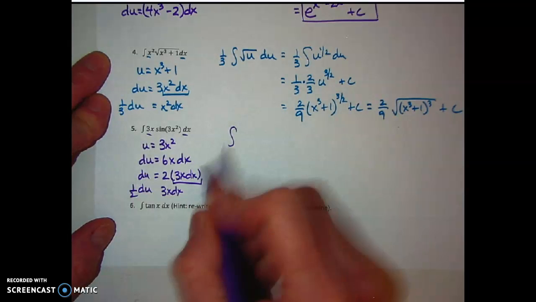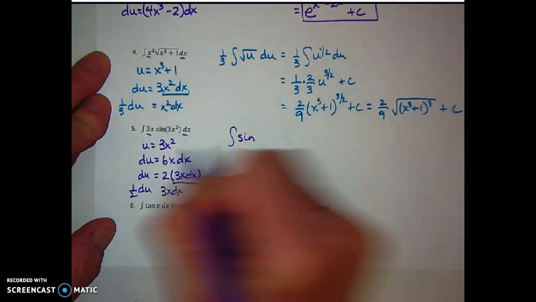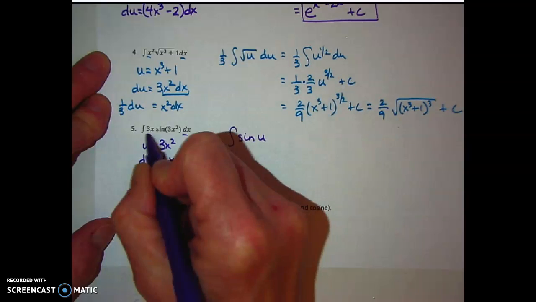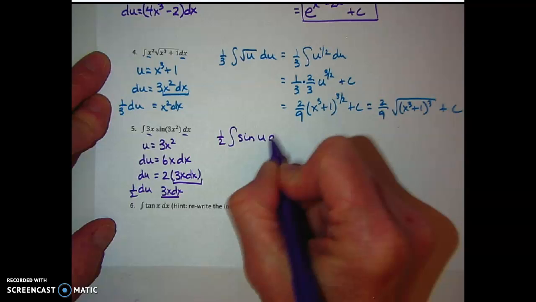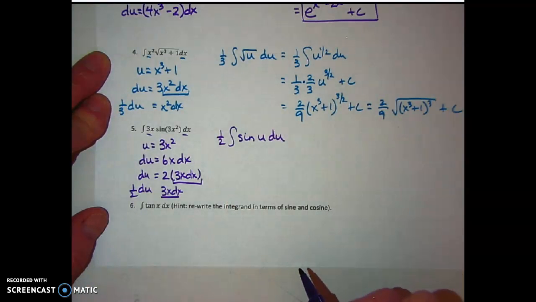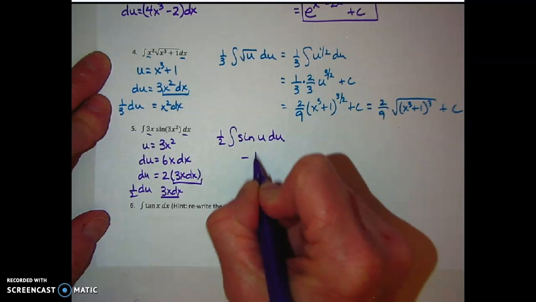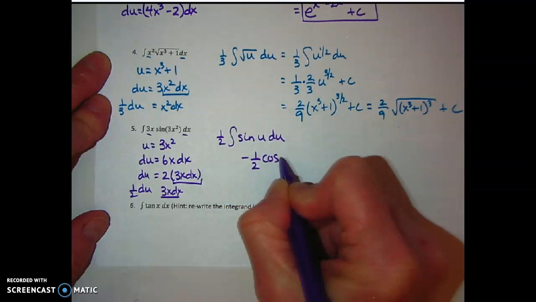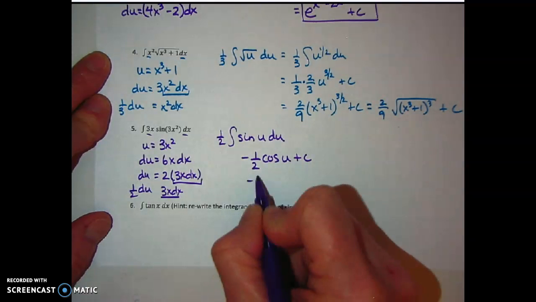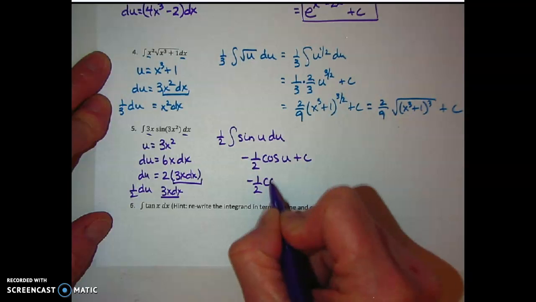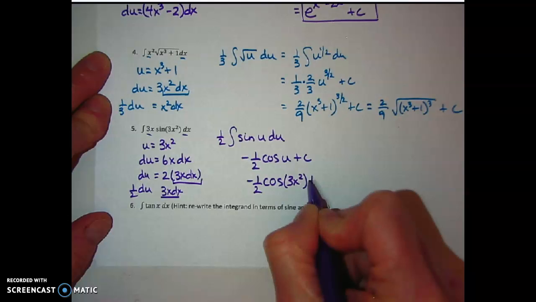I have the integral sine of u, and then my 3x dx I'm going to substitute with 1/2 du. The integral of the sine is the negative cosine, so this is going to be negative 1/2 cosine u plus c. And then finally my last step, just substituting that back in. So it's not actually a u, it's actually a 3x squared plus c.